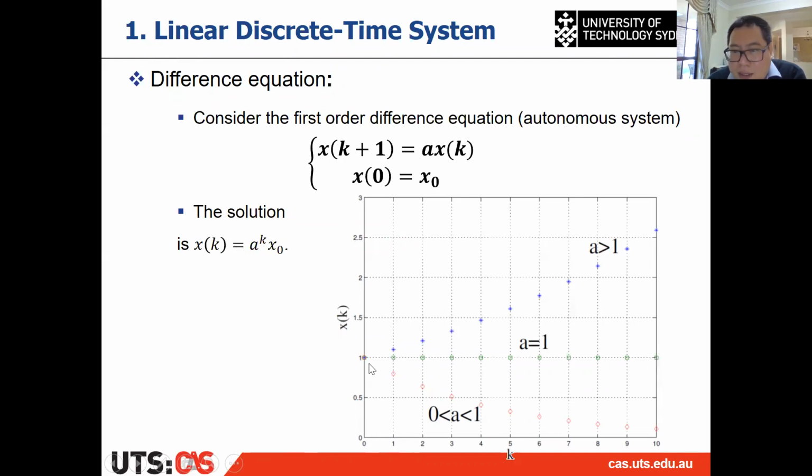If A is larger than 1, then the state will go this way, the blue stars, right? And if A is between 0 and 1, then the state will change as what we have in the red. All right, so that is a very simple case about the linear discrete time system.